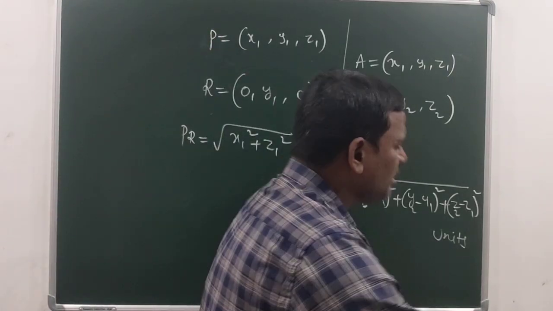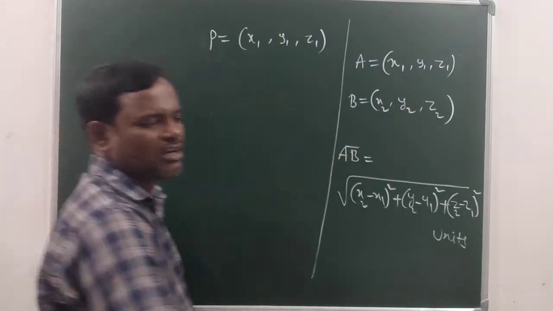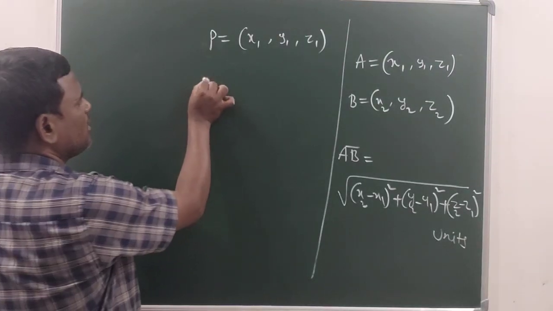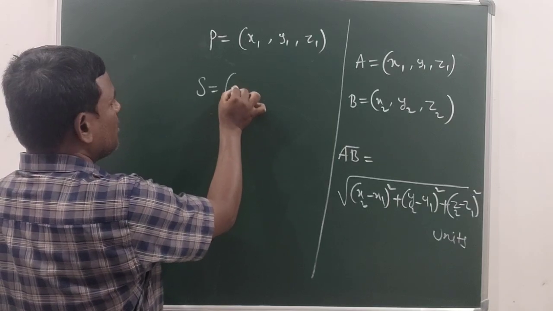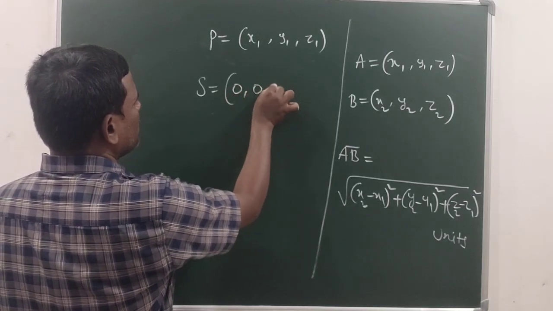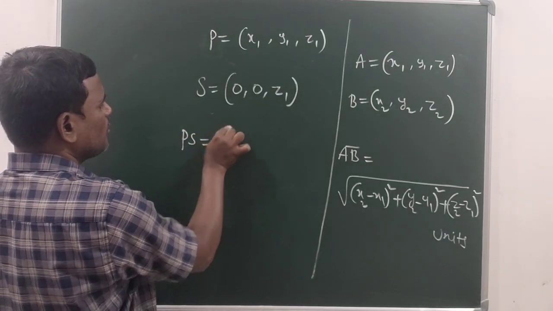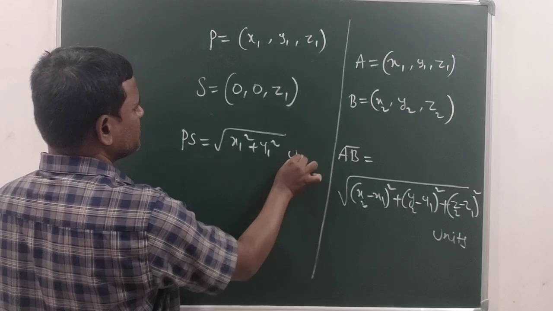In the same manner, get the distance from this point to the z-axis. So let us identify its projection on the z-axis. 0, 0, z1 you will get. So how much will PS be? Root of x1 square plus y1 square units.